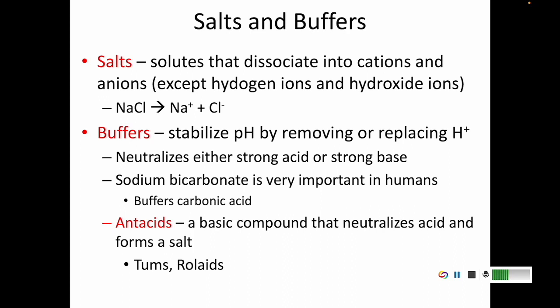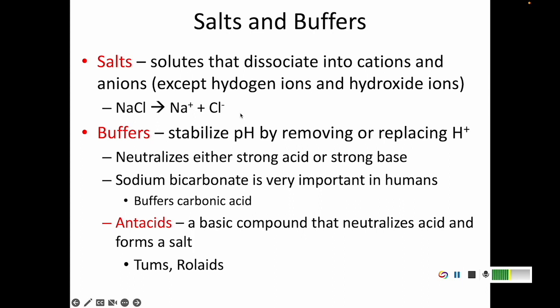Salts are going to be any solids that dissociate into cations and anions, anything except hydrogens and hydroxide. So NaCl dissociates into Na plus and Cl minus. Neither of those is hydrogen, neither of those is hydroxide, so that's a salt.